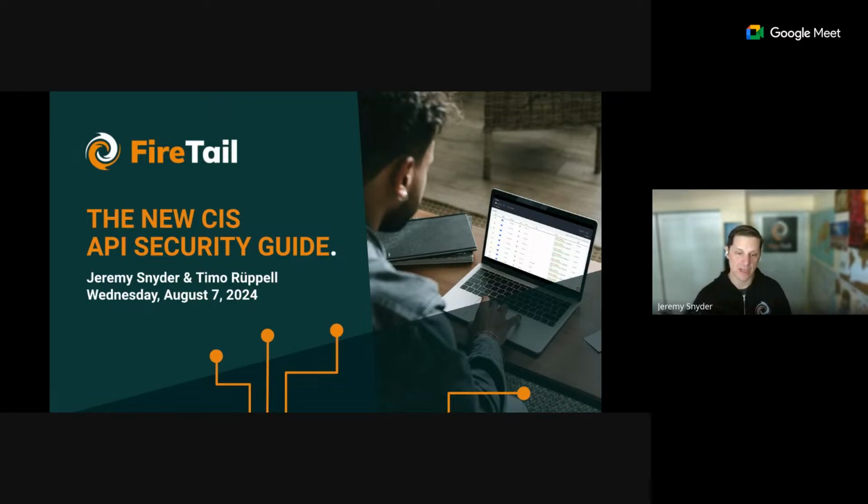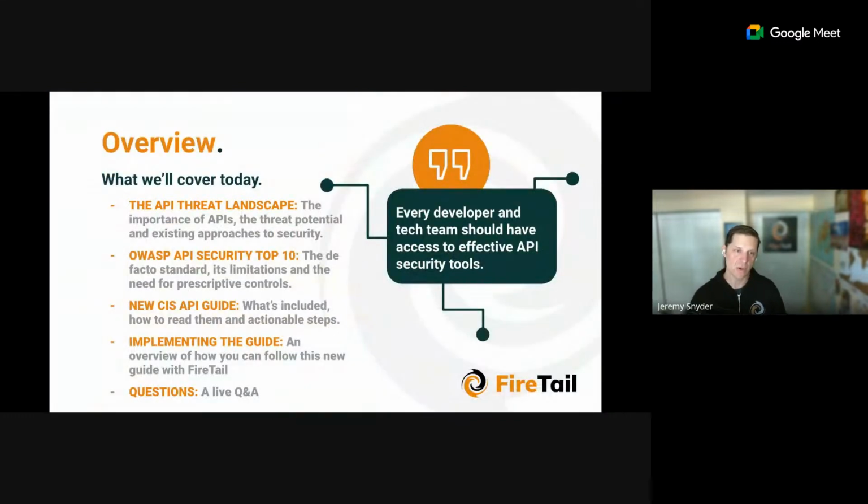So let's first go over a couple of housekeeping items for today's webinar, as well as some logistics and our agenda. From a content perspective, we're going to talk about the current state of the API threat landscape. We're going to talk about some existing tools and resources that are out in the world, like the OWASP API Security Top 10. We're going to talk about the motivation for the CIS API Guide, as well as the content of the API Guide, as well as some best practices and some tips for how your organization could go about starting an implementation process around the guide, if that's something that you choose to do.